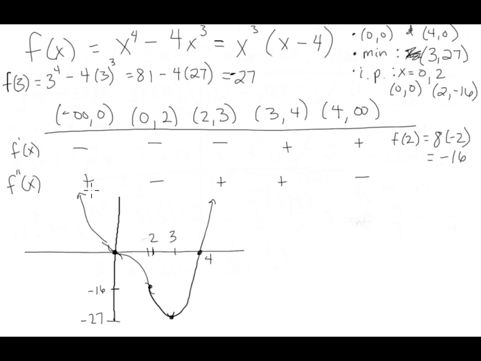Just like with anything else, these are the kinds of problems where it's really important to simply label your work, which it's a little harder to see, but making a table like this is always a good idea. Labeling things, your inflection points and your minimum points and your intercepts is always a good idea.